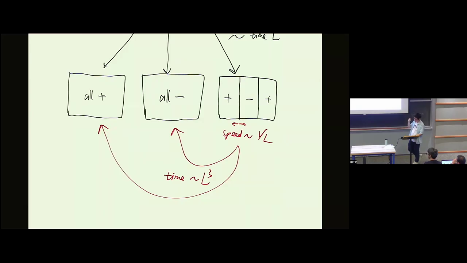And then we understand this as 2 points moving randomly on a circle of length L, and they meet with each other in time L squared over the speed. So that's L cube.